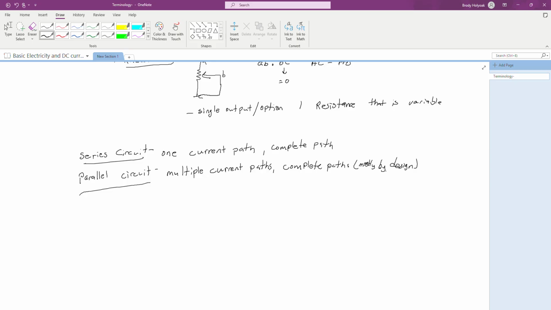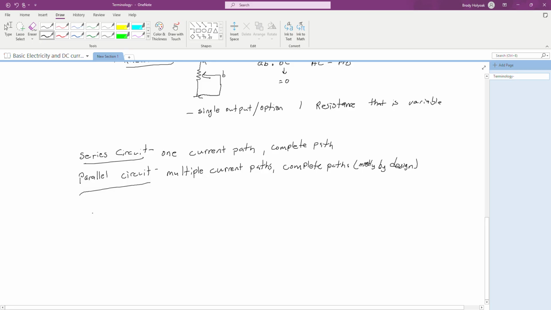And then we can even mix and match these, and we can have series parallel, which are combinations of this section is in series with one current path, and then another section that can be in parallel with multiple current paths, and mix and match and go back and forth between them. So we'll be talking about these a lot. Specifically this week as we'll get into series. Next week we'll get into parallel.